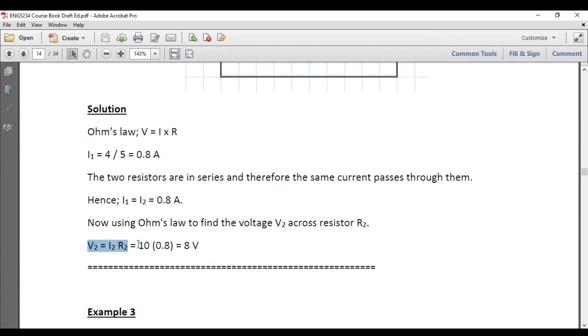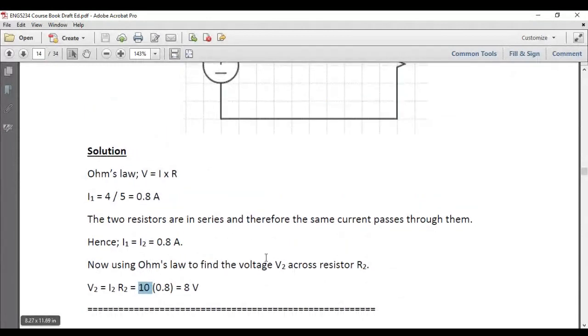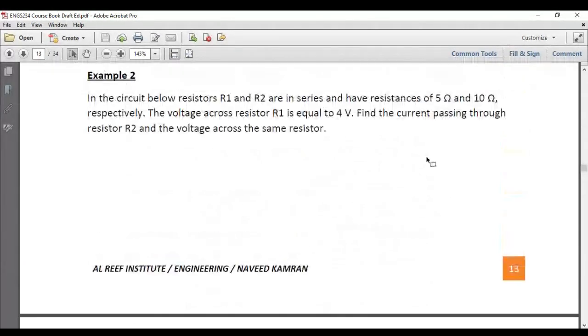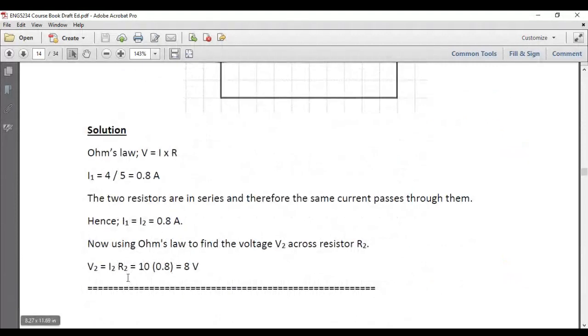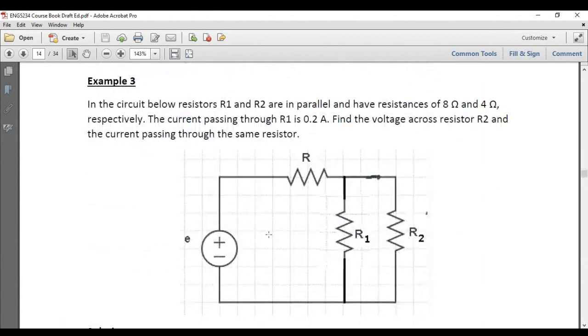So simply we know that R2 is 10, sorry, R2 is 10 ohms actually. The resistor R2 is 10 ohms. And the current is 0.8 amperes, which we just discovered, that both the currents are 0.8 amperes. So simply multiply these two and you will get the voltage. So that's how you solve the basic DC circuit problems.